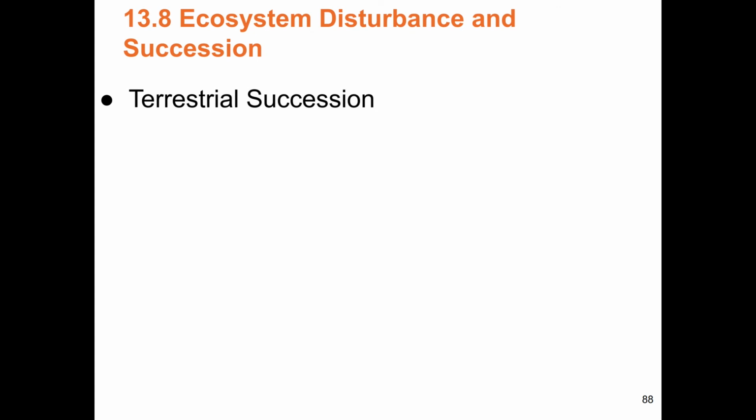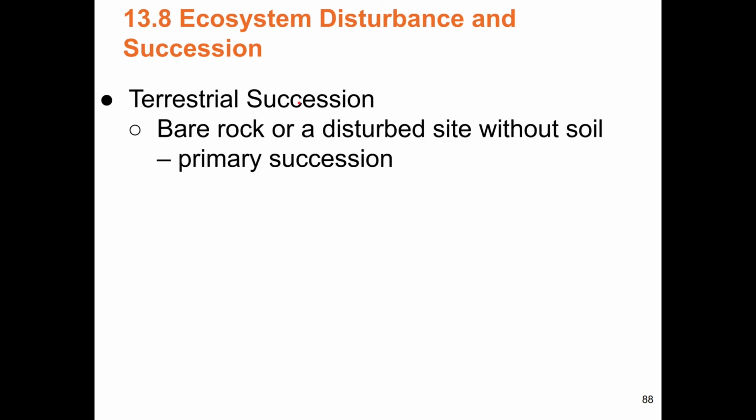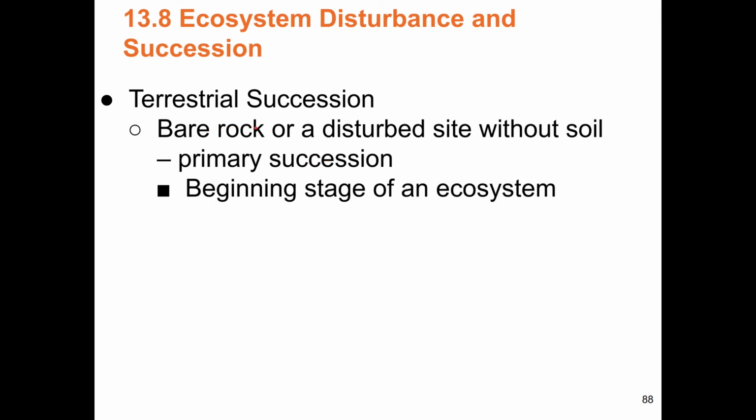So terrestrial refers to the land. Let's look at two types of terrestrial succession after a disturbance. If everything gets cleared off down to bare rock, let's say a volcano erupts and covers everything with lava, there's no soil, there's no plants, there's nothing. That's primary succession. That's starting from bare rock. It's the beginning stage of an ecosystem.